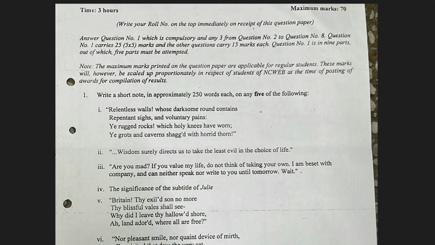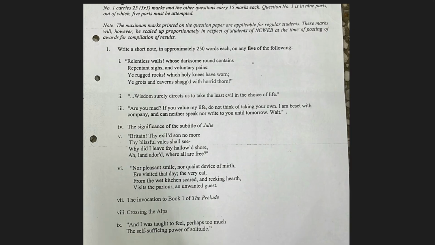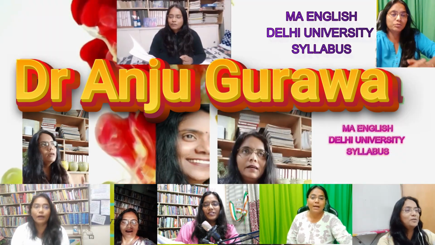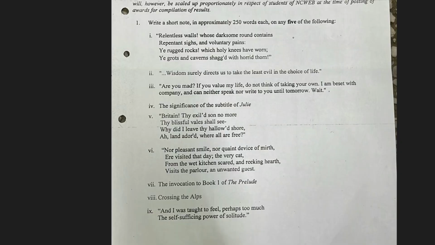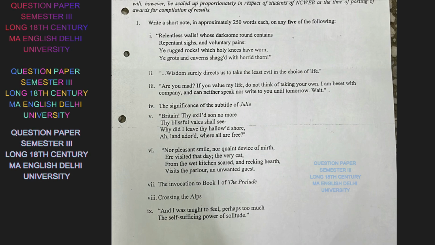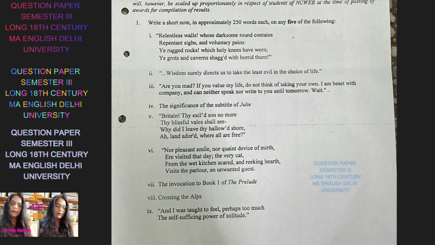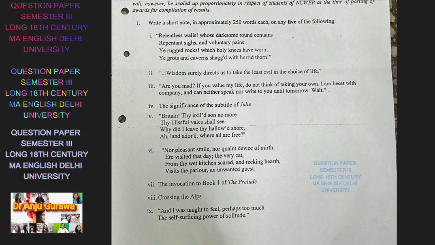Now you see question number 1, and I just read out: write a short note in approximately 250 words each, any 5 of the following. Now in this paper you will have this question number 1, you will be having 9 options. Okay, out of these 9 you just have to do 5, any 5 you do, and these will be according to your units. So mostly one question from one unit, that is a kind of standard practice we follow.